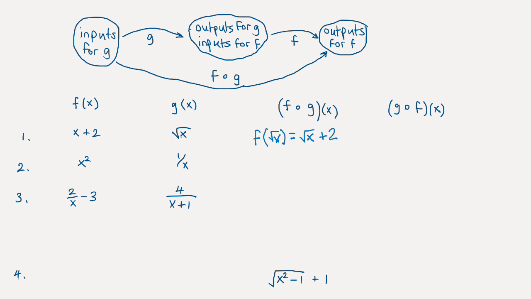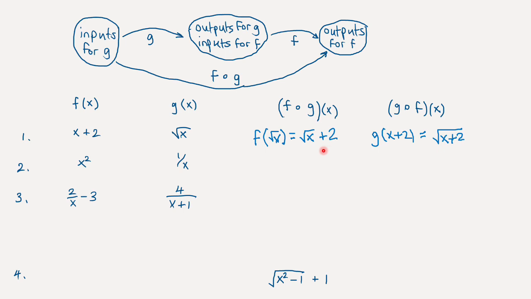Let's do it the other way around. Let's compose g with f. So now we're going to apply the g function to the output of the f function, and the output of the f function is x plus 2, and the g function takes x plus 2 as the input and takes the square root of that. So you can see in this example that it's important to get the functions the right way round, because f composed with g is square root of x, plus 2, whereas the composition of g with f is the square root of x plus 2.